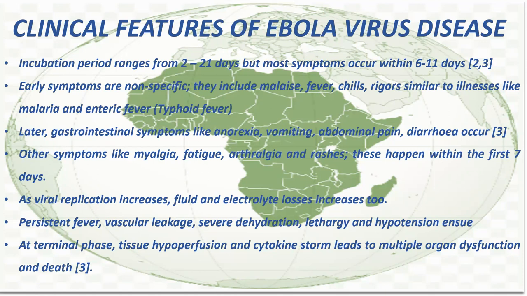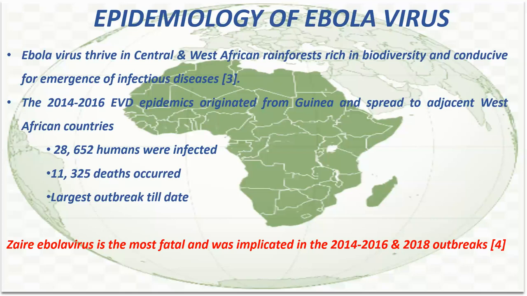Now, there are also some dangers about Ebola virus. As the fever manifests, it can start shutting down multiple organs in the human body, which may also lead to death. And it happens so fast. Now, this Ebola virus is mostly common in Central and West Africa, where there is rainforest rich in diversity and conducive for emergence of infectious diseases, because rainforests are forests where there are wild animals.